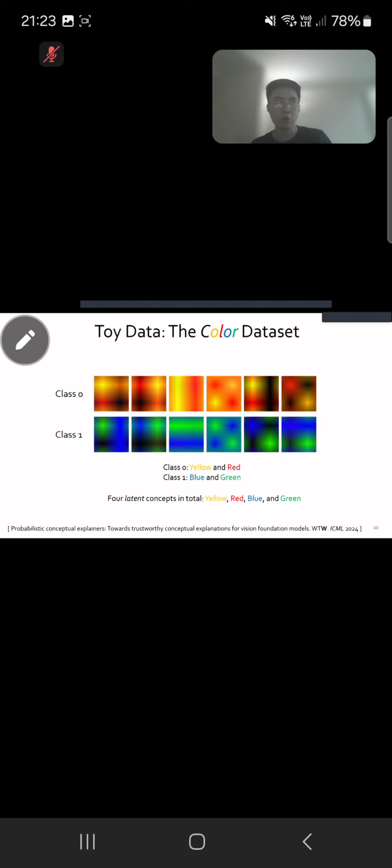To see how well our method really works, let's start with a toy dataset we constructed with two classes. Here, images of class 0 contain yellow and red patches, and images of class 1 contain blue and green patches. So in total, we have 4 latent concepts: yellow, red, blue, and green. And these are the dataset-level concepts generated by our Bayesian deep learning explainer. We can see that it can successfully discover all of these 4 concepts.